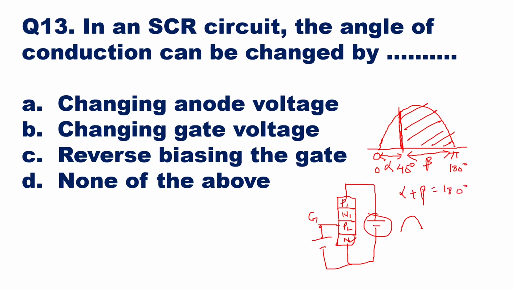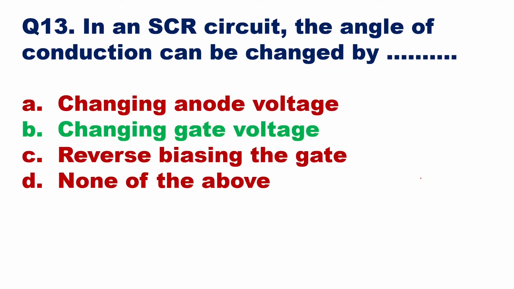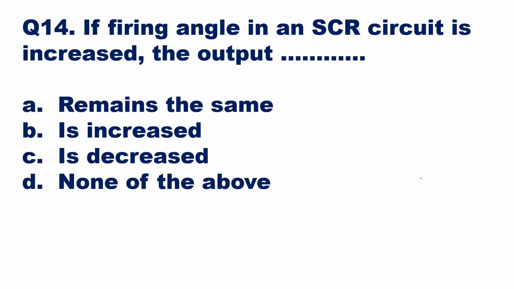Clear? Now here in this question, what he has asked: in an SCR circuit, the angle of conduction can be changed by what? By changing the gate voltage. The time at which you give the gate pulse, that will be the time when the SCR will start conducting. So option B will be the right answer. By changing the gate voltage, you can vary the angle of conduction. Then we'll go to question number 14.